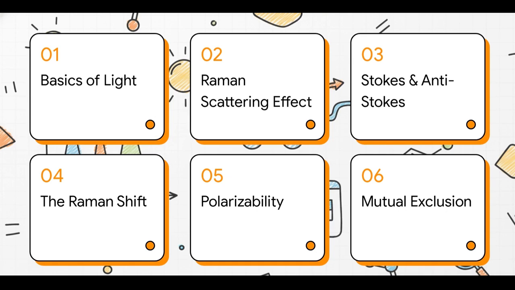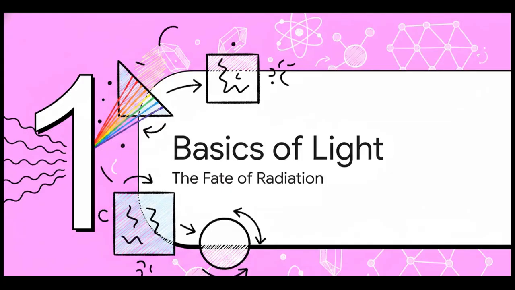Okay, let's look at our roadmap. We'll be hitting 6 main sections today. 1. Basics of light spectroscopy. 2. The Raman scattering effect. 3. Stokes versus Anti-Stokes. 4. Calculating the Raman shift. 5. Classical theory of polarizability. And finally, 6. The mutual exclusion principle.